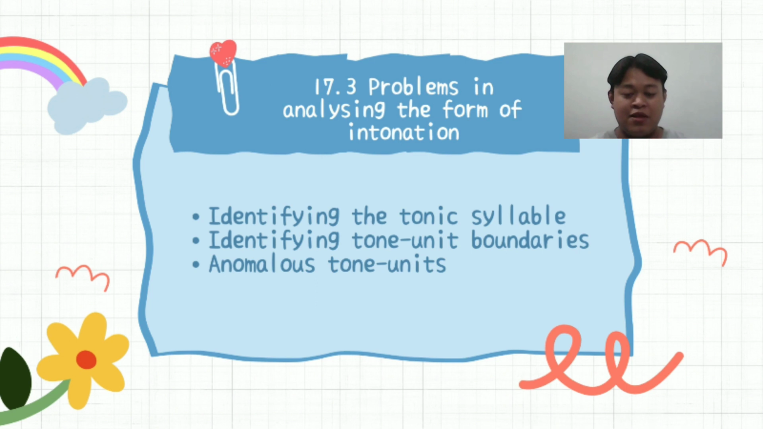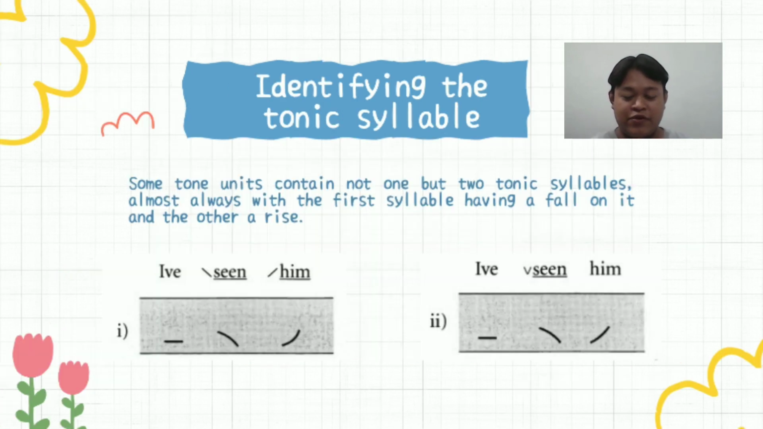And next is problems in analyzing the form of intonation. For this material, we have 3 sub-materials: identifying the tonic syllable, identifying tone unit boundaries, and the last, anomalous tone units. The first is about identifying the tonic syllable. Some tone units contain not only one but 2 tonic syllables, almost always with the first having a fall on it and the other a rise.